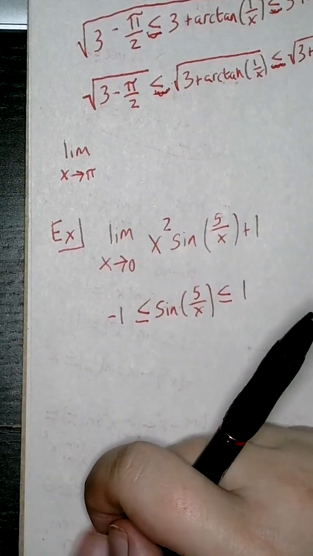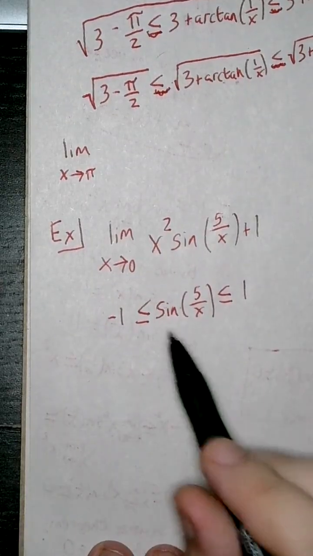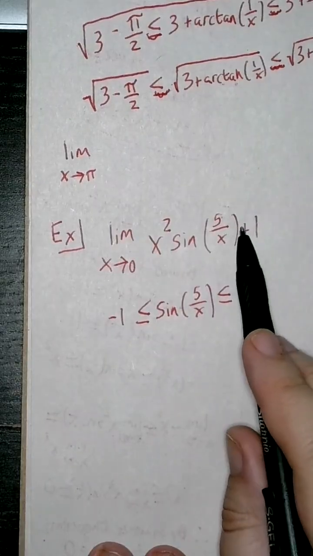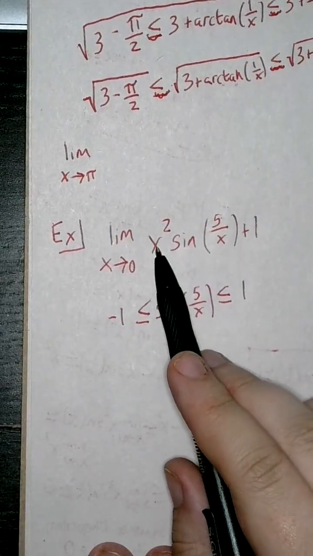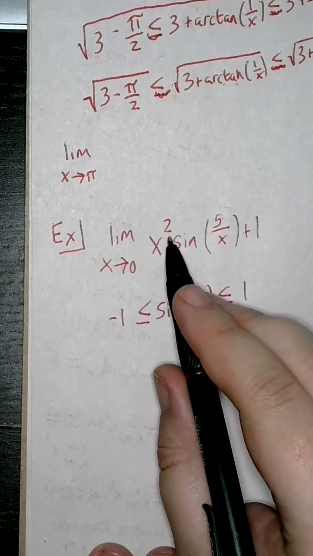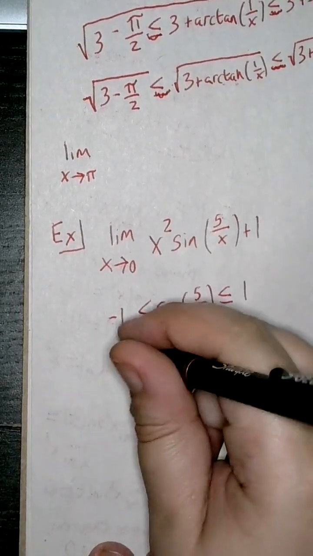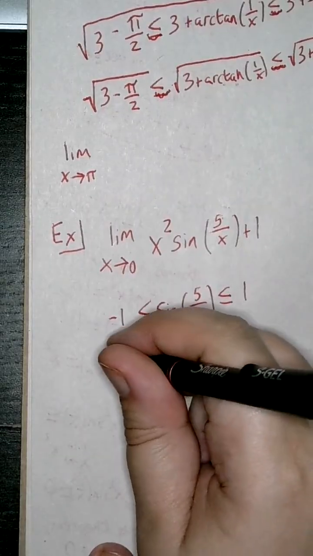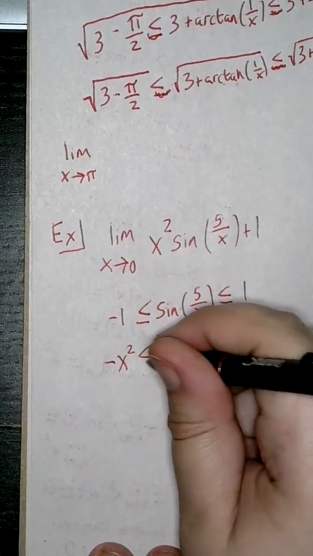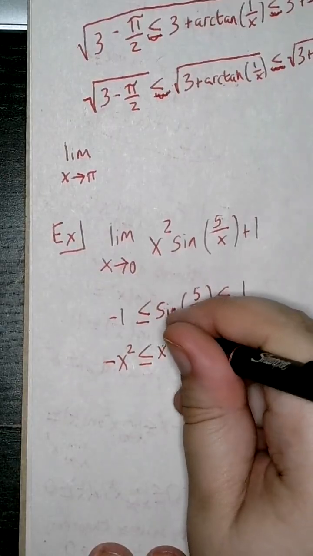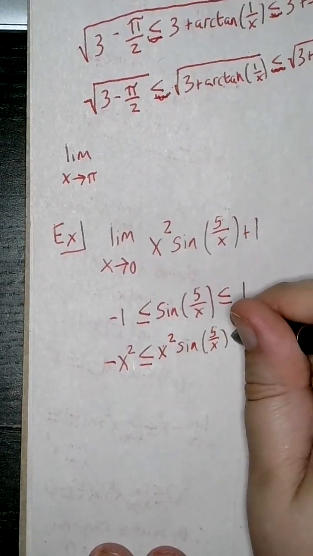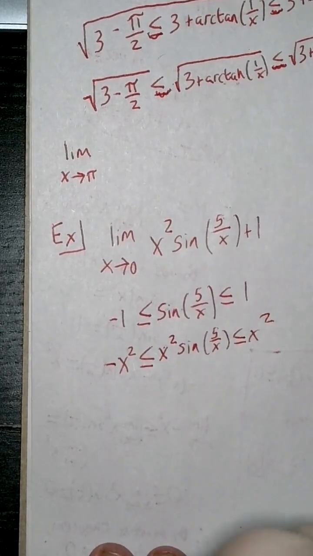Cool. Yeah, so here, what I'm going to do next is I'm really tempted to add 1 here, but I'm not going to. Instead, I'm going to multiply by x squared first. So if I have x squared, then on this side, negative 1 times x squared is going to be negative x squared, is less than or equal to x squared sine of 5 over x, which is less than or equal to x squared.